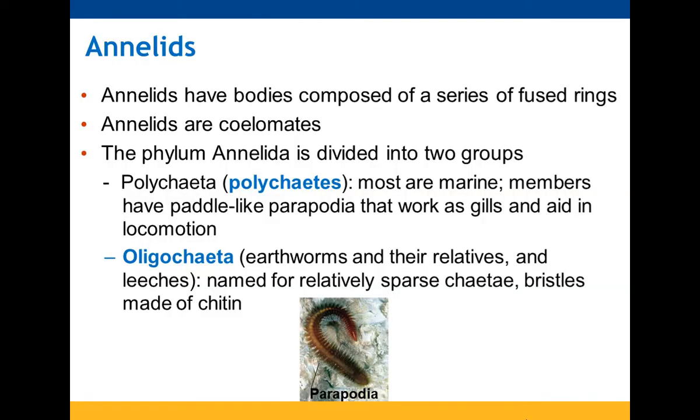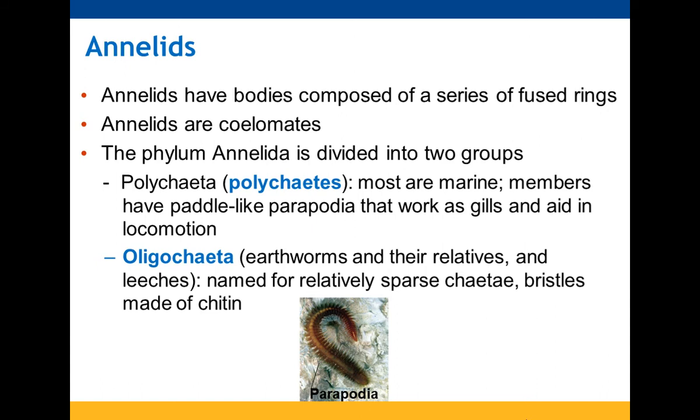Annelids, bodies composed of a series of fused rings. They are coelomates. We have the polychaetes that are marine in origin. They have paddle-like parapodia that allow them to move and work for their gills.